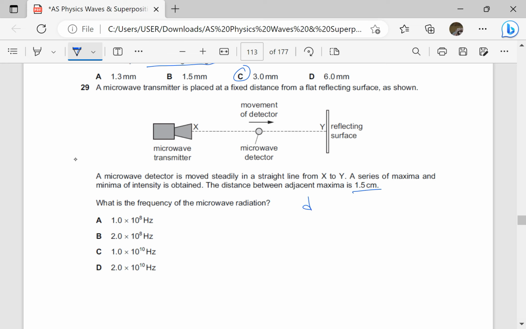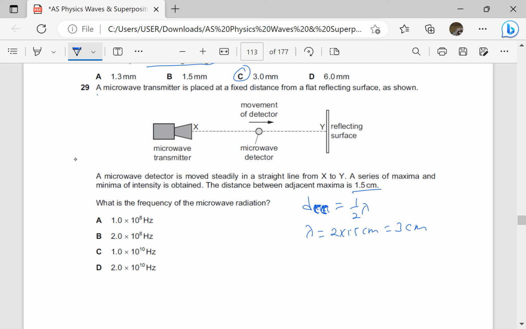So the distance between two adjacent maxima, those are points of maximum interference or constructive interference. Let me use C for constructive interference. It is always half a wavelength. It's like having a distance between two adjacent antinodes being half a wavelength. Two adjacent nodes is half a wavelength. Two adjacent resonance points is half a wavelength. So this distance will give us the wavelength as 2 times 1.5 centimeters, which is going to be 3 centimeters.